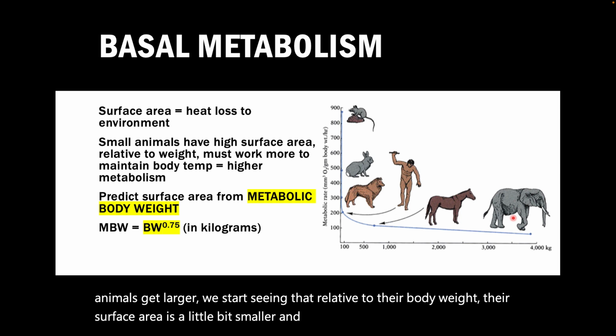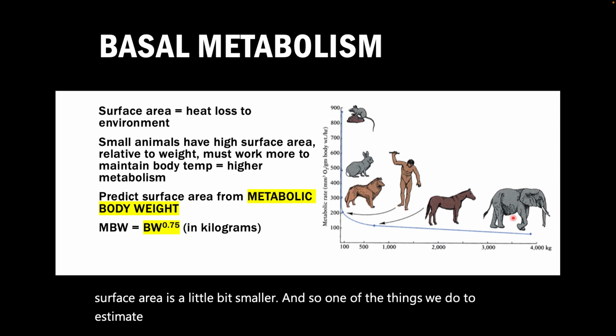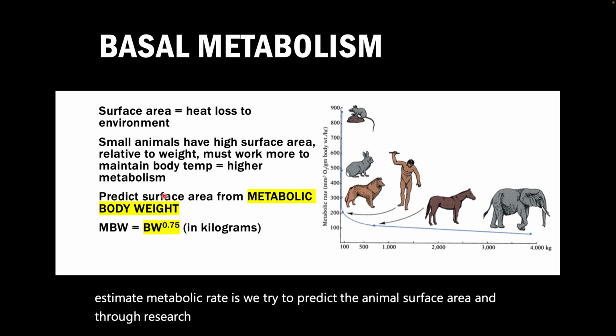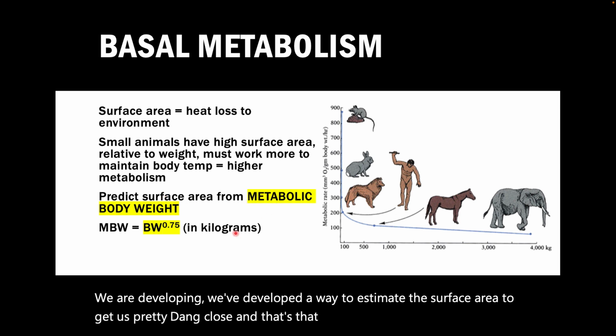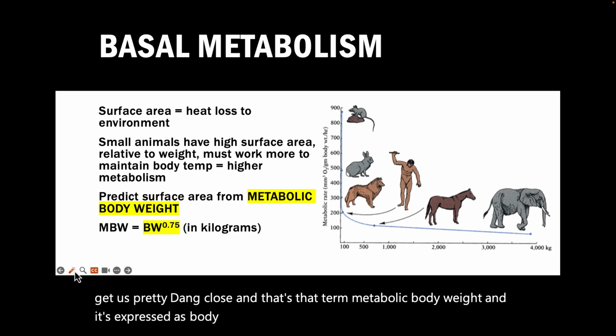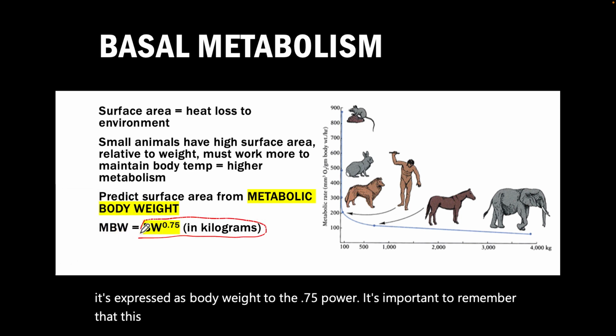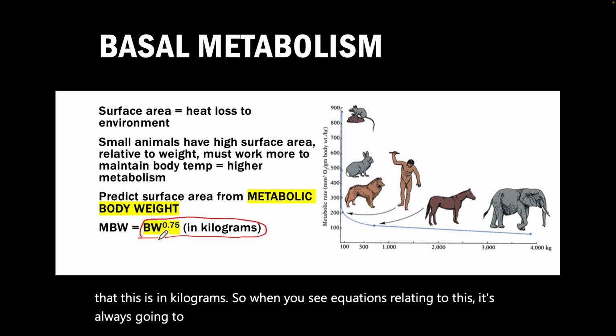And so one of the things we do to estimate metabolic rate is we try to predict the animal's surface area. Through research over decades, approaching a century now, since the 30s, we've developed a way to estimate the surface area to get us pretty close. And that's that term metabolic body weight. It's expressed as body weight to the 0.75 power. It's important to remember that this is in kilograms, so when you see equations relating to this, it's always going to be in kilograms.